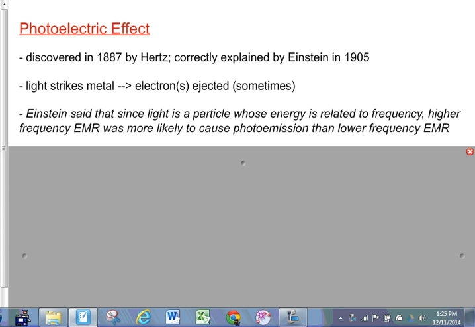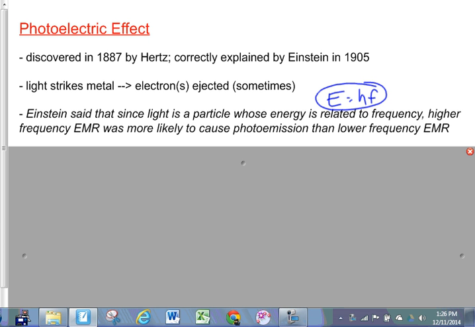Einstein said that since light's a particle whose energy is related to the frequency, in other words, since we've got a little quantum of energy, a little photon, whose energy is related to the frequency, we didn't need more light, more flashlights, to cause an electron to be ejected. That does nothing. More light does nothing. It's brighter light. You can see better. That's about it.